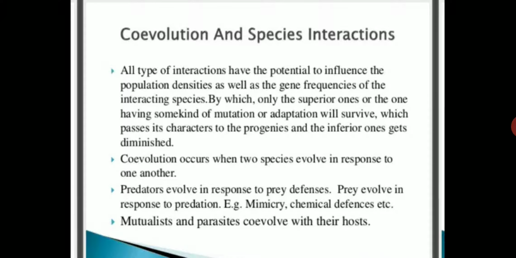Host-parasite and prey-predator interactions tend to co-evolve. Co-evolution occurs when two species evolve in response to one another. Predators evolve in response to prey defenses. Prey evolve in response to predation. Examples: mimicry, chemical defenses, etc.